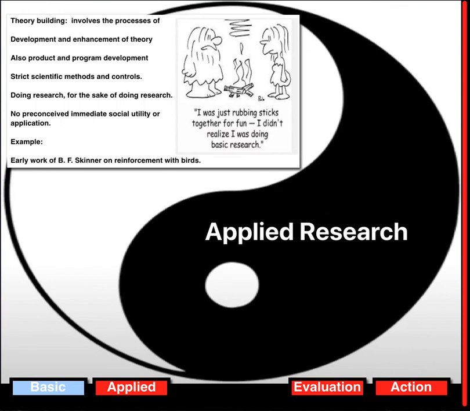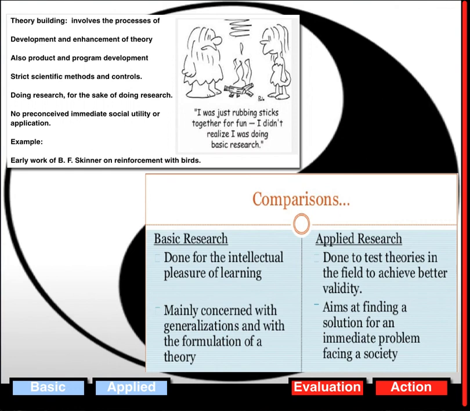The other side of the coin of basic research is applied research. Again, these are like two sides of one coin. And you can see the comparisons there on the bottom. Applied research is done to test theories in the field to achieve better validity. So basic research develops theories, applied research tries them out in the real world. And applied research is interested in finding a solution for an immediate problem facing society. Basic research is not interested in any social utility, it's just interested in discovering knowledge. So these are two different approaches in research, basic and applied.